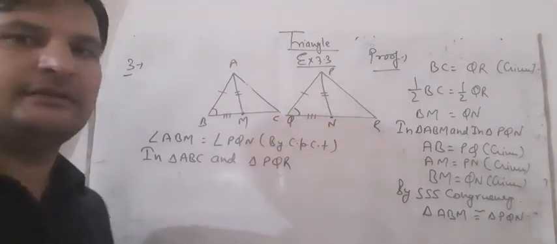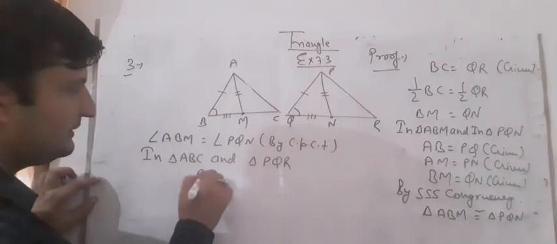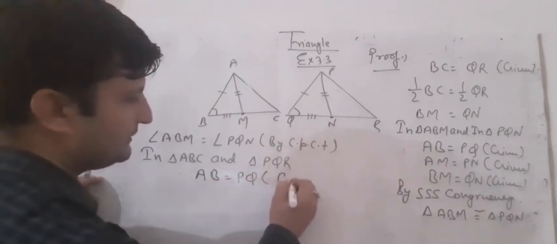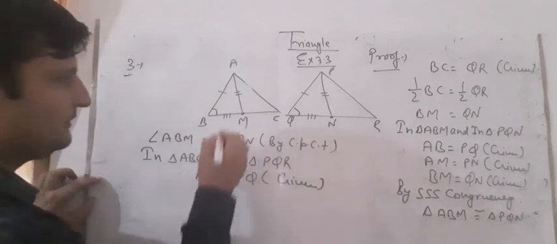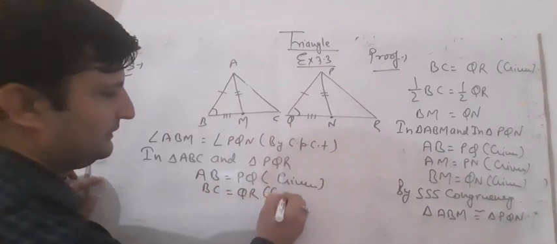Now we have to take two triangles. One triangle is ABC and one triangle is PQR. So we can say that AB is equal to PQ, it is given, and BC is equal to QR, it is also given.